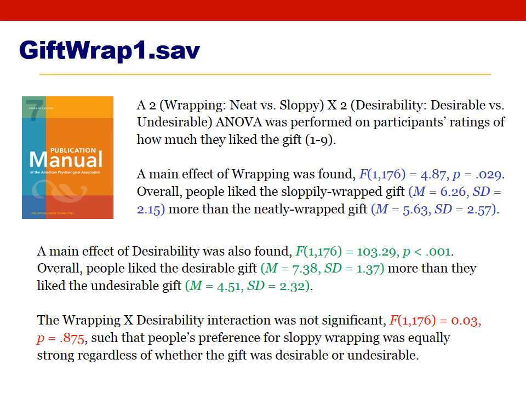The fact that we didn't find an interaction here tells us that the type of gift wrapping had the same effect on people's liking, regardless of whether the gift was desirable or undesirable. In other words, no matter what kind of gift they got, desirable or not, people liked the sloppy wrapping a little bit better than they liked the neat wrapping.